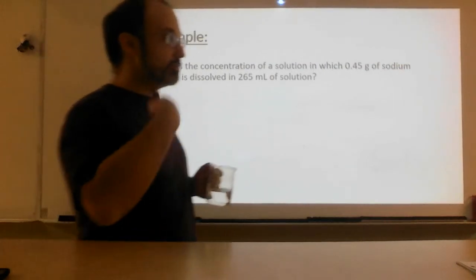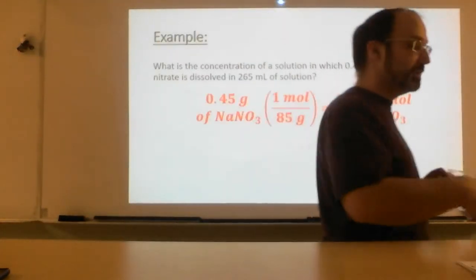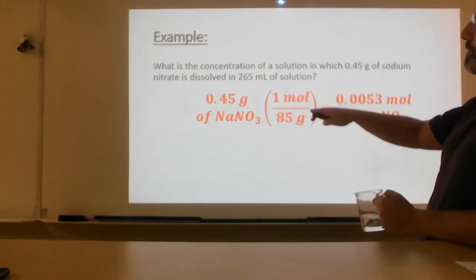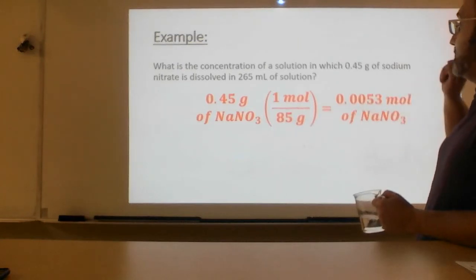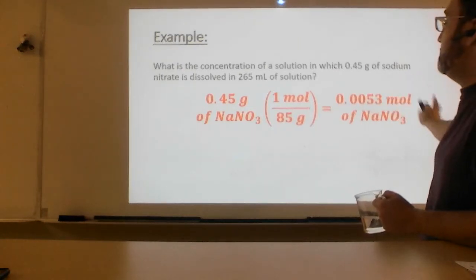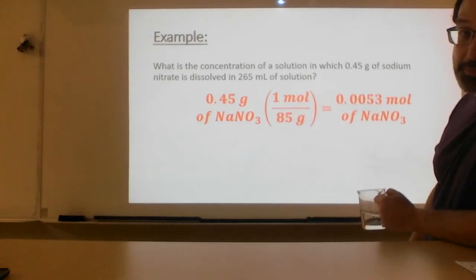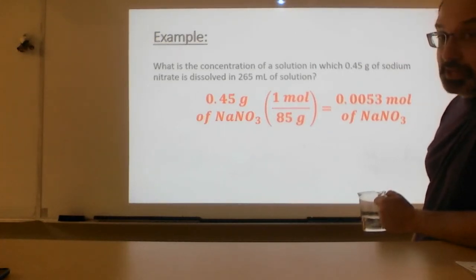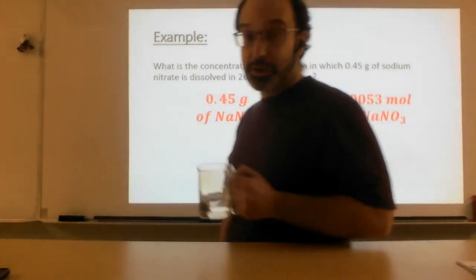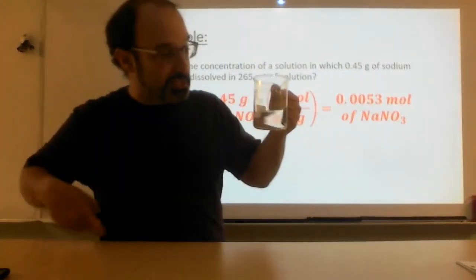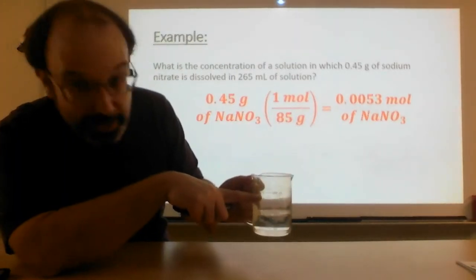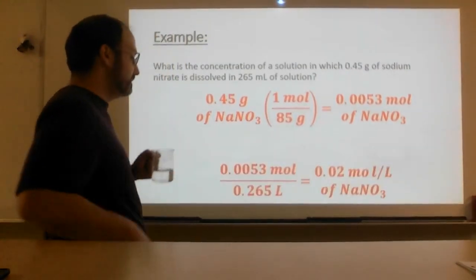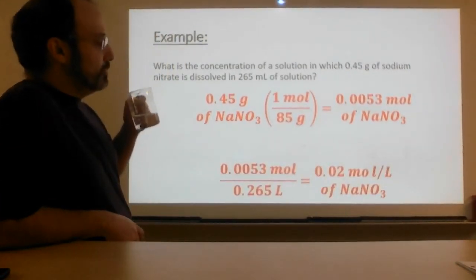So I'm going to drag it out and drag it out, and then I'm going to push the button, and I'm going to turn around, and there's going to be the first part where we figure out that 0.45 grams of sodium nitrate is equal to 0.0053 moles of sodium nitrate. That's not very much. But we're only putting it in 265 milliliters. That's not a very large amount of water. That's just slightly more than this. 265 would be about there or so. So not much more. There's the final calculation. 0.2 moles per liter.